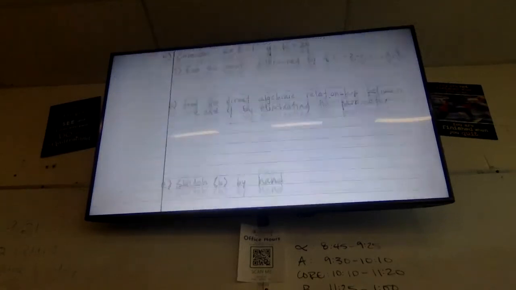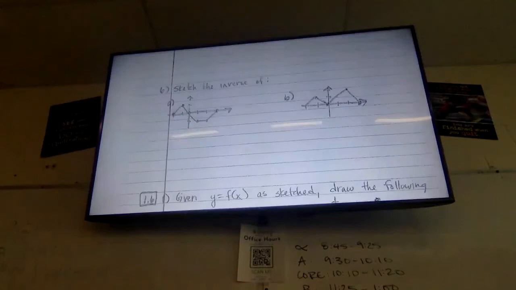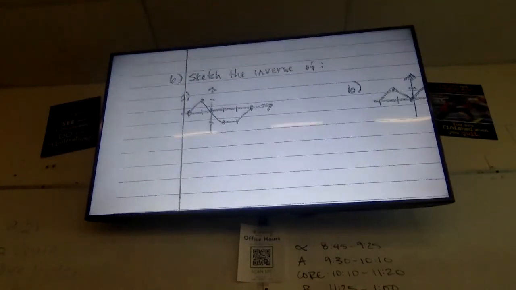Good, so go ahead, flip our notes. Okay, number 6 says sketch the inverse of.